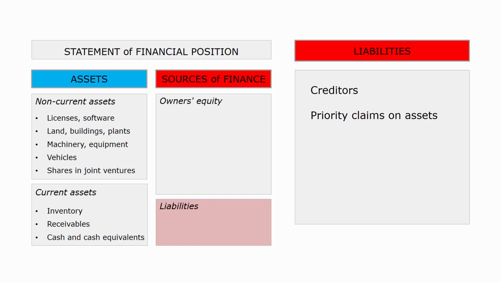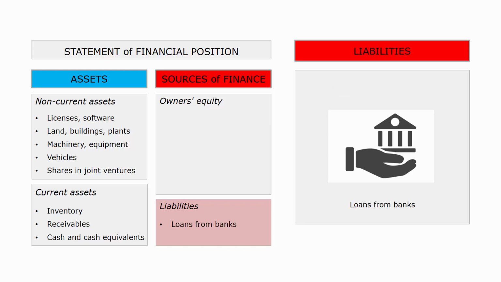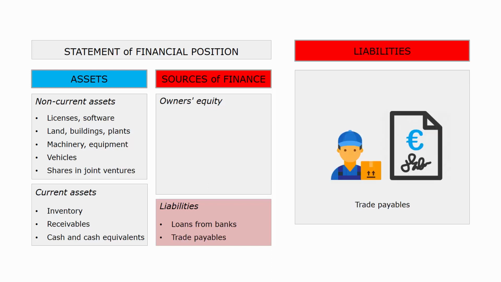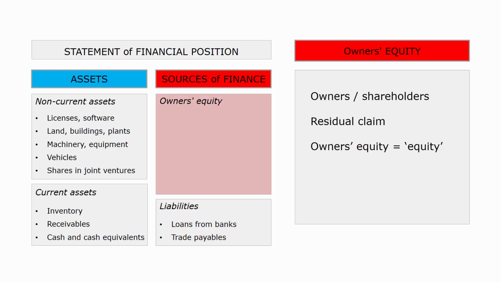Here are two examples. A claim from a bank that has been providing a long-term loan to the company, or a claim from a supplier of goods where the goods have not yet been paid for. These claims are called liabilities. Owners are said to have a residual claim against the company's assets. Their claim is called equity or owner's equity.